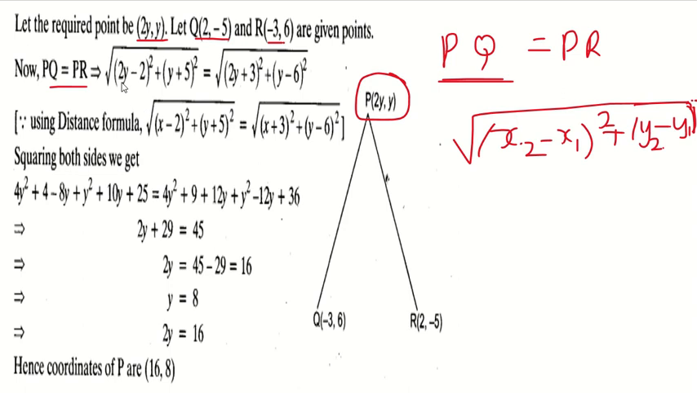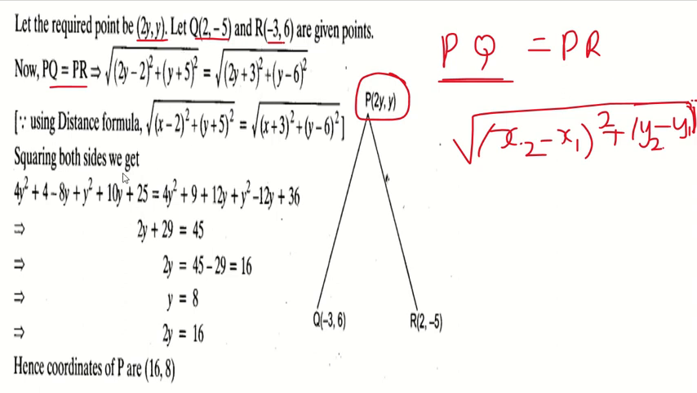So what is here? x2 minus x1. First we are taking PQ. So what is PQ over here? PQ is square root of (2y minus 2) the whole squared plus (y plus 5) the whole squared. What is PR? PR is square root of (2y plus 3) the whole squared plus (y minus 6) the whole squared. Right? So using the distance formula we got it. Anyway, we know both are equal, right?